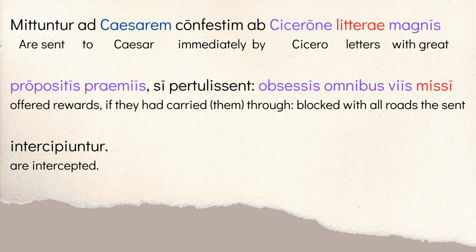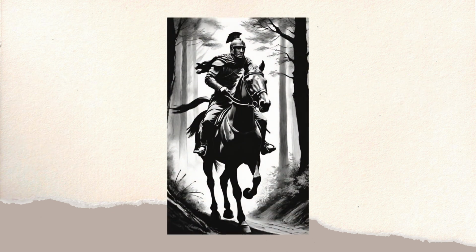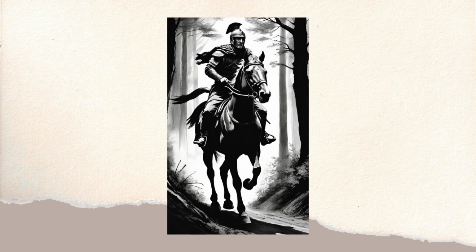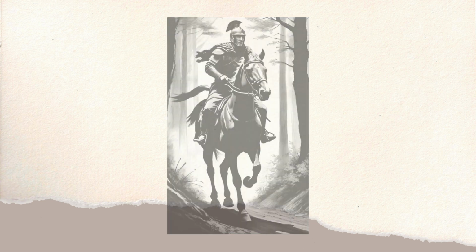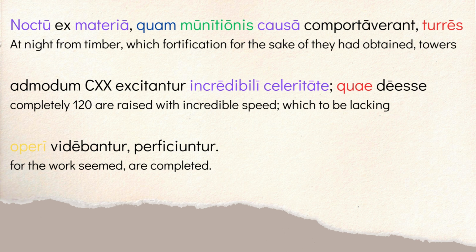So he desperately sends out letters. They all get intercepted. So news is not making it to Caesar, which is a problem, right? Cicero doesn't know this, but his messengers are not getting through. So again, you have to visualize they're surrounded, there's desperation. He's offering all these rewards. Cicero knows that they're in trouble, but the Gauls have blocked all the roads, right? So none of these messengers are going to make it. Okay? Then we continue on to the next line.